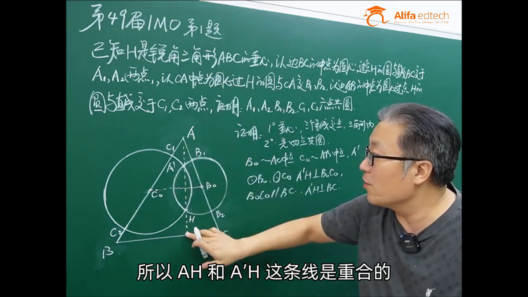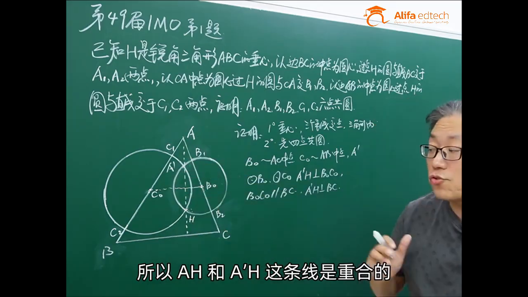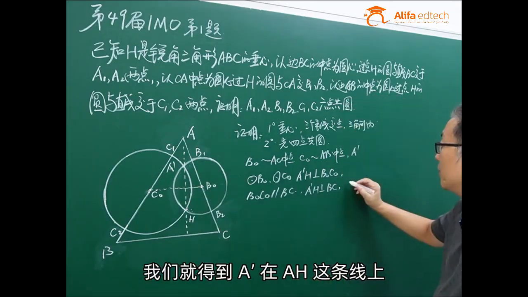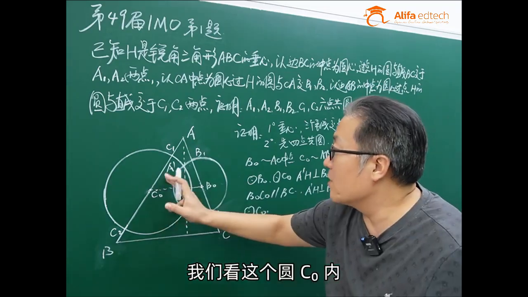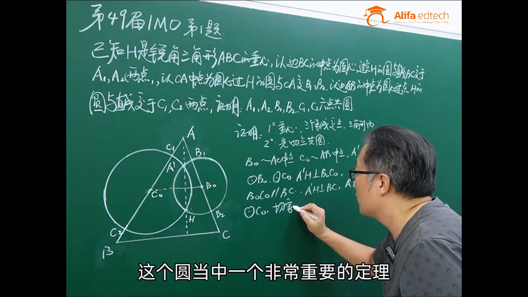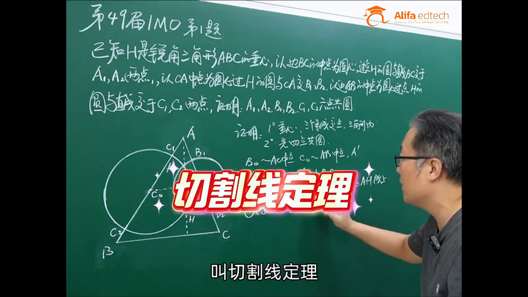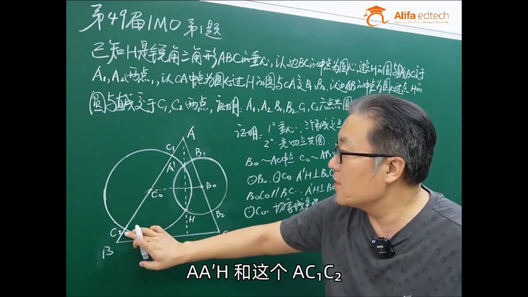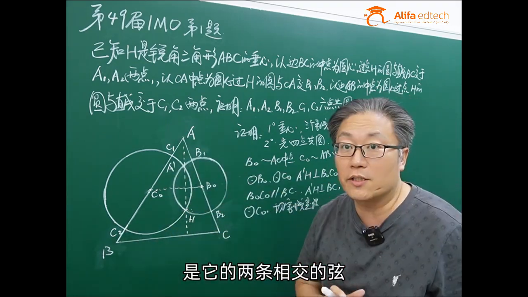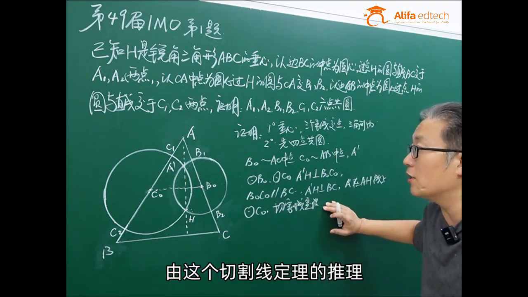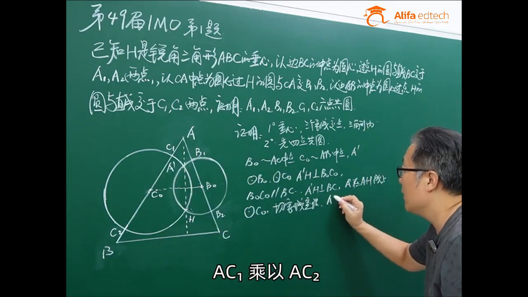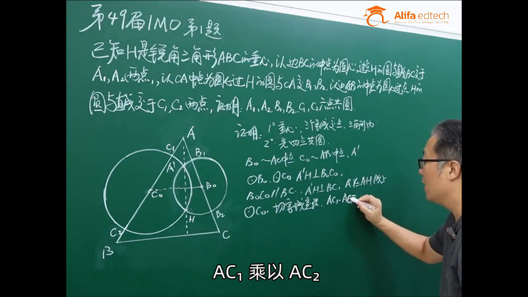and the point H is the orthocenter of the triangle. So the lines AH and AA' coincide. If A' lies on the perpendicular line from A, we get A' on the line AH, and we see a very important theorem in the circle C0, called the secant theorem. AA' and AC1C2 are its 2 intersecting secants. By this theorem, AC1 multiplied by AC2 is equal to AA' multiplied by AH.